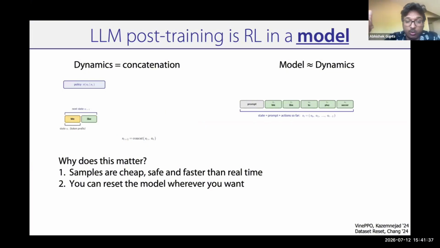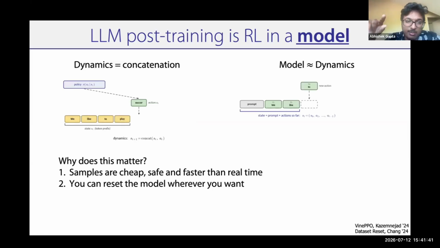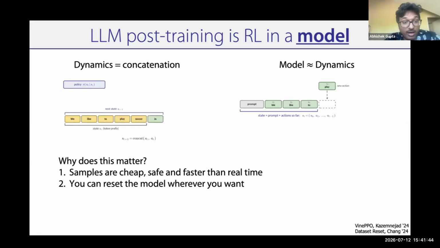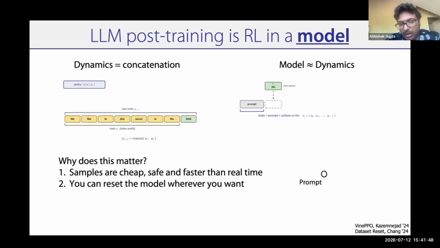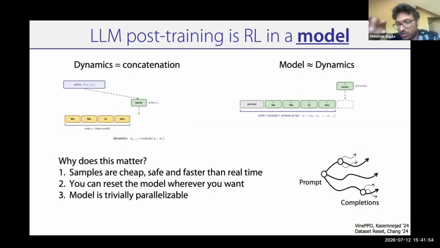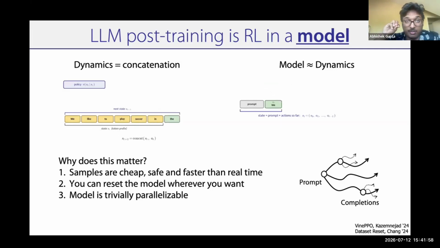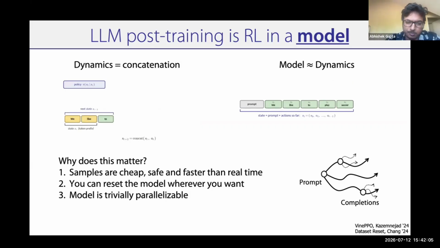Second, you can reset the model wherever you want, right? Let's say you had a completion, you made a mistake, you can reset that model to that partial completion and then try again, right? So you get resets for free. And lastly, you have something that is trivially parallelizable. Let's say you had these prompts and these completions. You could start at a particular partial completion, and then in parallel sample a bunch of different things and score them. And that's what powers algorithms like GRPO and so on.